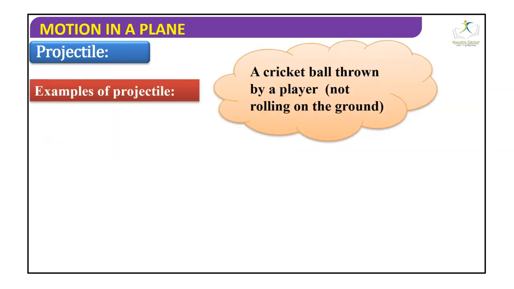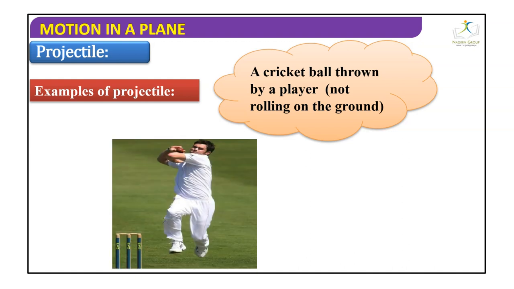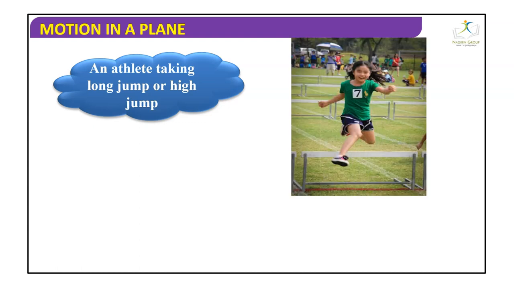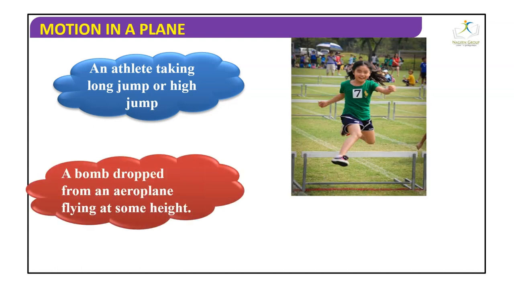For example, a cricket ball thrown by a player, not rolling on the ground, will be thrown by the hand of the player, like this. An athlete taking a long jump or a high jump. A bomb dropped from an aeroplane flying at some height.